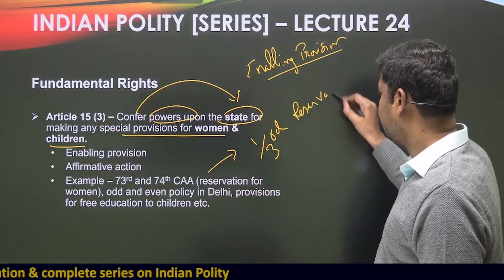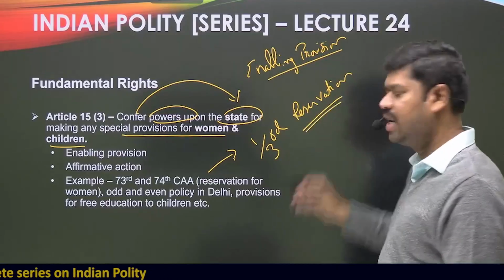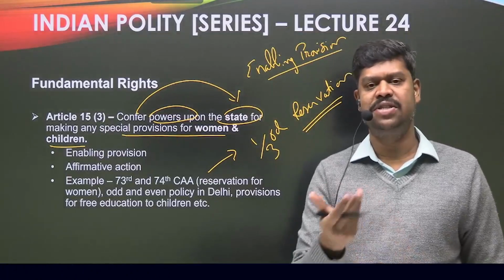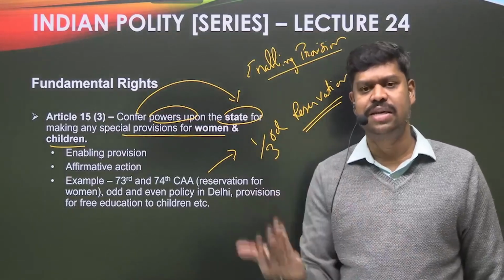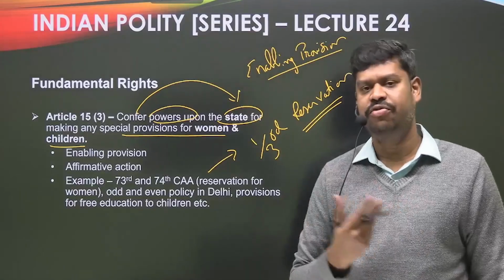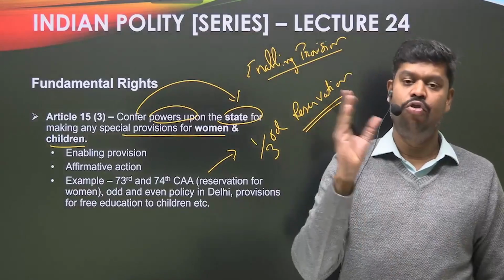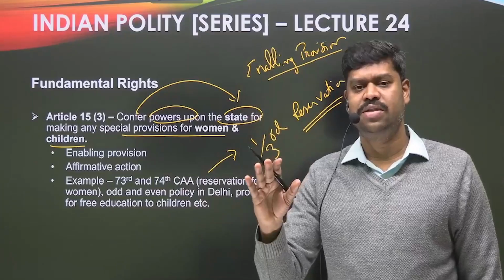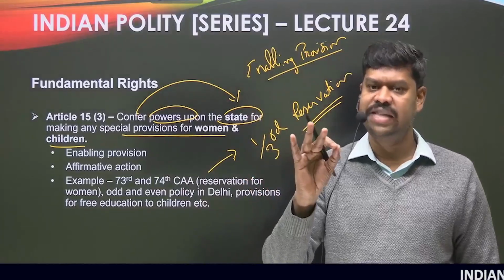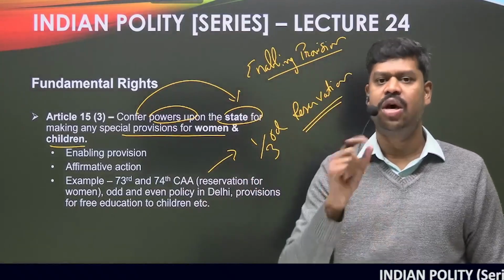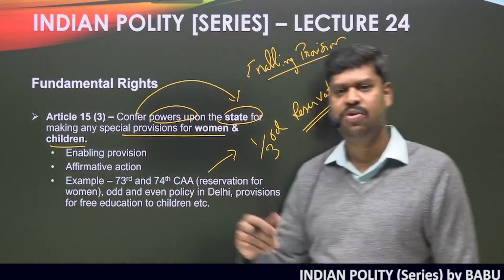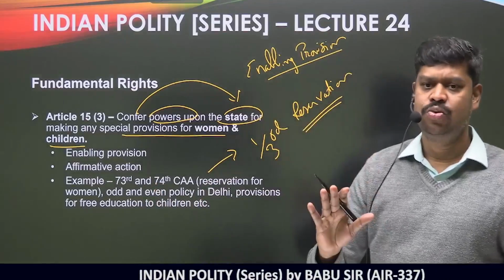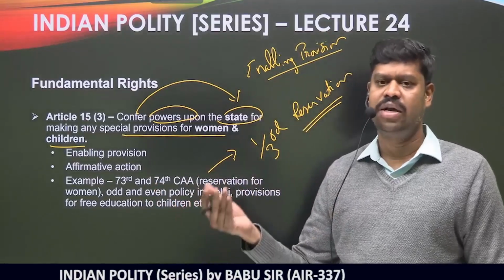So when this minimum 33% reservation was brought in for the women, it was challenged in the court that while giving reservation to women and not to the men, it is a discriminatory principle, and hence it is violative of the rights in the Constitution, because Article 14 talks about equality before law and Article 15 Clause 1 talks about no discrimination by the state on the grounds of religion, race, caste, sex and place of birth. So it was argued that it is a discrimination on the ground of sex because you are giving reservation only to the women. Whereas the court said that Article 15 Clause 1 should also be read along with Article 15 Clause 3.